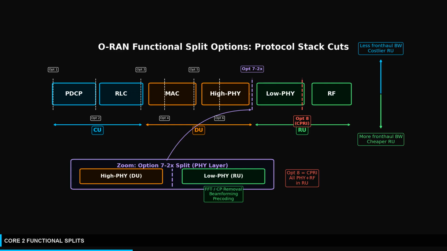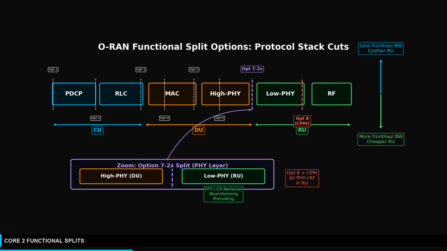At the other extreme, you push more processing into the radio. The radio gets smarter, the front-haul bandwidth drops, but now your radio is expensive and complex, and you've lost the cost advantage of centralizing baseband. So this is a trade-off. Move the split up the stack, and front-haul bandwidth falls, but radio cost rises. Move it down, and the radio is cheap, but the link is fat.